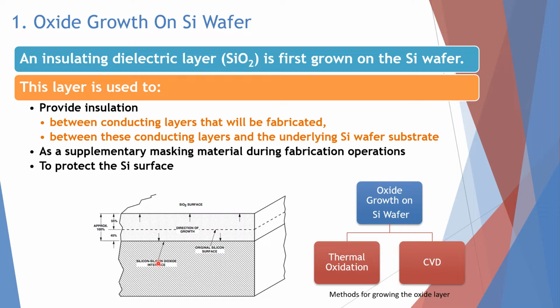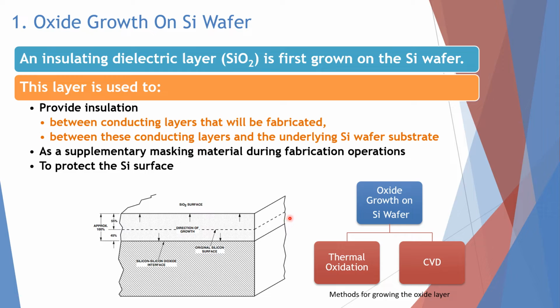If you can see in the picture, this is the silicon. Then there will be an oxide layer placed in this area. This layer will provide insulation between the conducting layers that will be fabricated, and also between the conducting layer and the underlying Si wafer substrate. You will see later how this works. Other than that, it also acts as a supplementary masking material during fabrication operations, and also protects the Si surface from any damage.